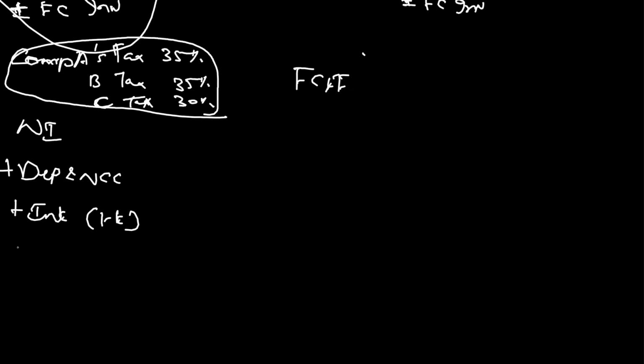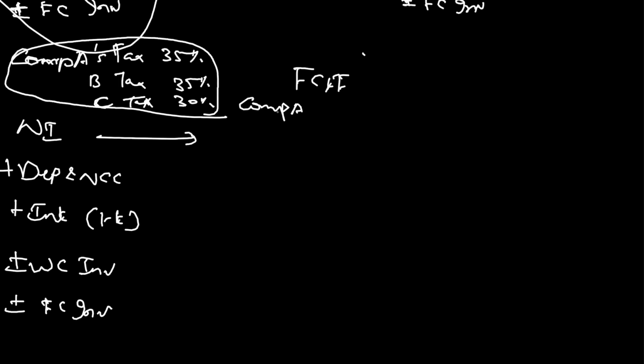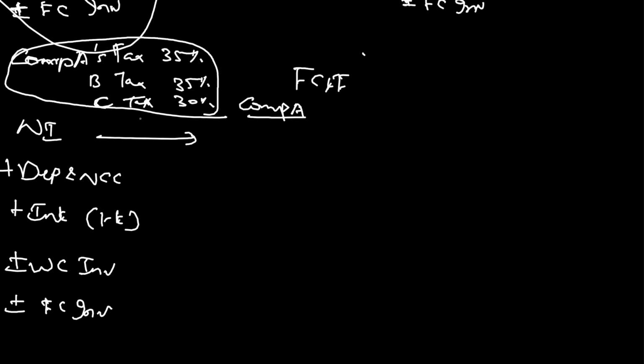Okay, then plus or minus working capital investments, plus or minus fixed capital investments. So now let me do this for company A first. Similarly, I will do it for company B and C as well. So for company A, net income is 4844.